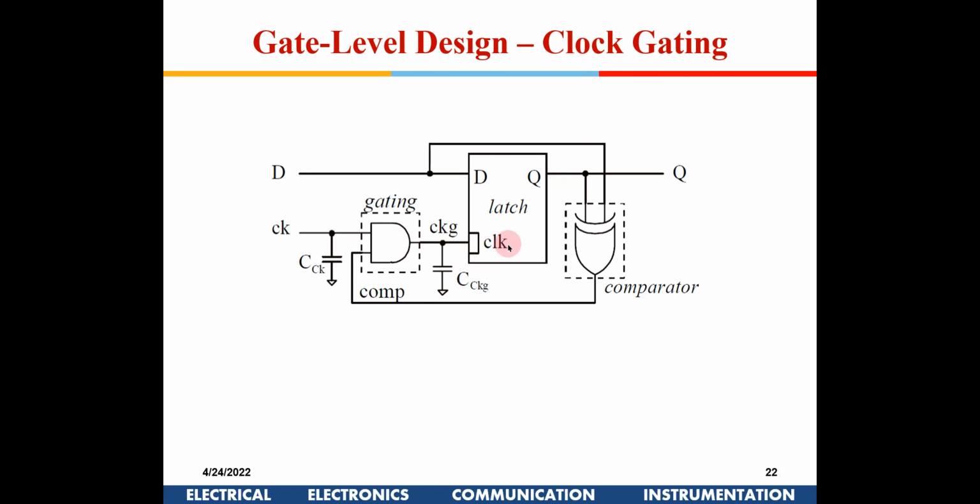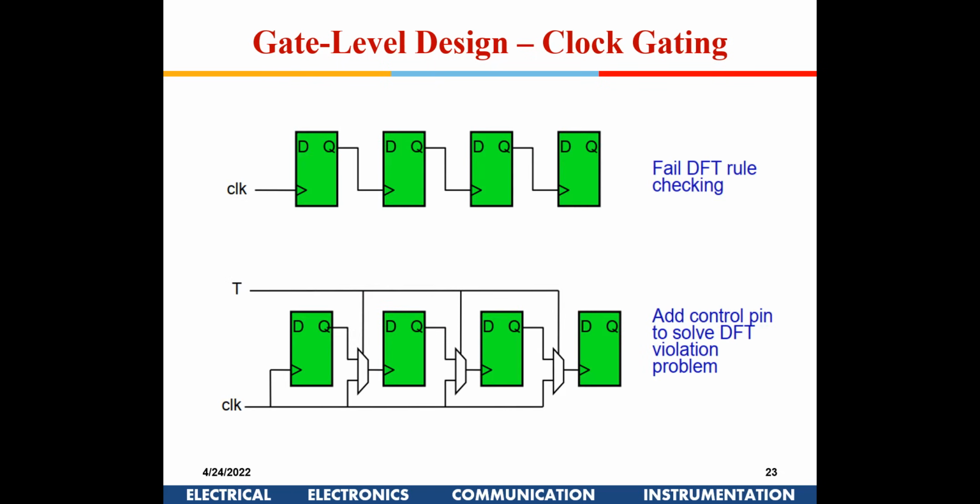So there will be some transition which is happening unnecessarily. We can prevent this clock going into the latch by using an XOR gate. It will just see output Q and D, and only when the new input D is different from the previous input, in that case this comparator is going to enable this clock to go into the D latch. So unnecessary transitions can be avoided. Okay, this is known as gate level clock gating. Is it okay with all of you? Clock gating, yeah.